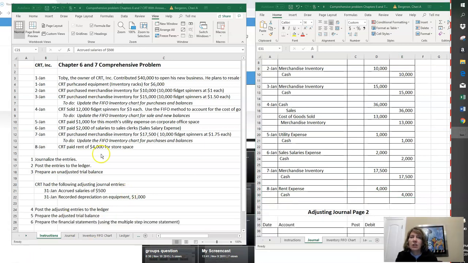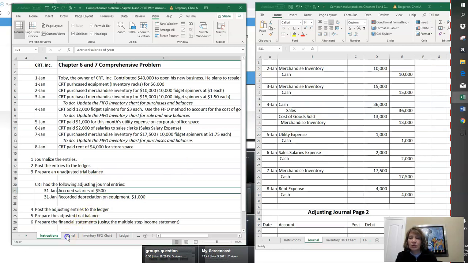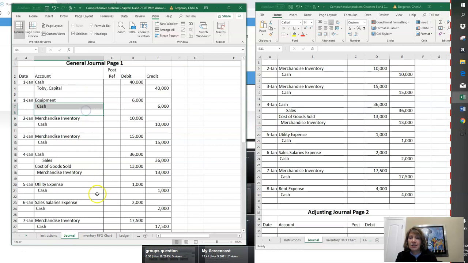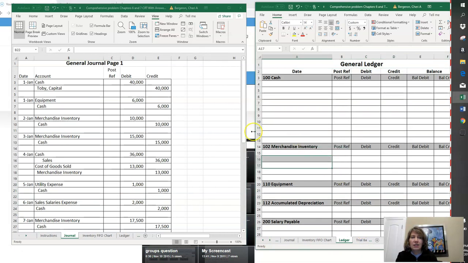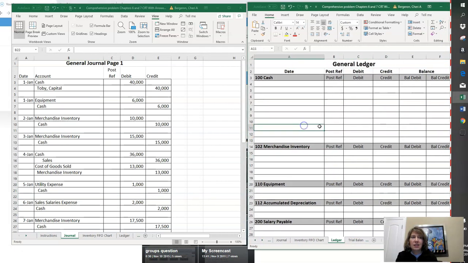Okay, so we finished journalizing, and the next step says to post the entries to the ledger. So we have to post these to the ledger so that we can affect our accounts. So I'm going to put my journal over here, and notice that I'm in the same sheet, so it updated. And then I'm going to put my ledger over here so that I can easily see everything that I need to see. All right, so to post, we go line by line, and we just copy these to the ledger.